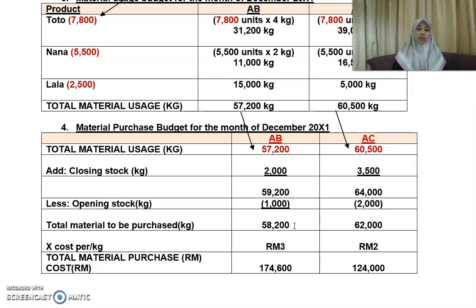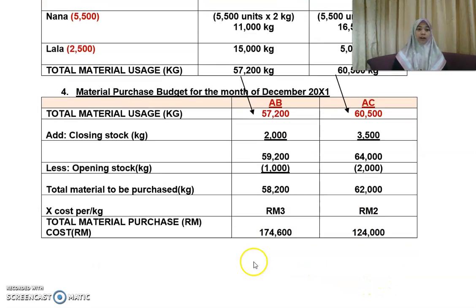How much is the cost per unit? AB, the cost is 3 ringgit. Why do you get this 3 ringgit? From the question. The question already mentioned that the cost per unit of AB is 3 ringgit. So if you want to purchase 58,200, you times with 3 ringgit per kg. So you will get the total cost of your material for AB as 174,600 ringgit. And you do the same thing for AC. The cost for AC is 2 ringgit per kg. So you times the total material for AC that you need to purchase times with the cost per kg. So you will arrive at this figure.